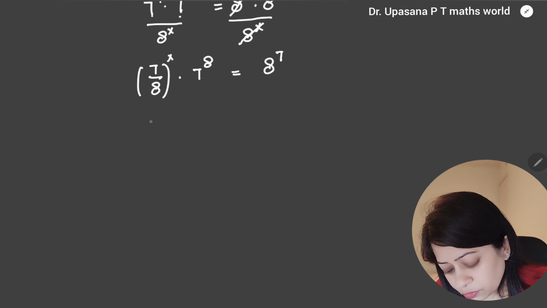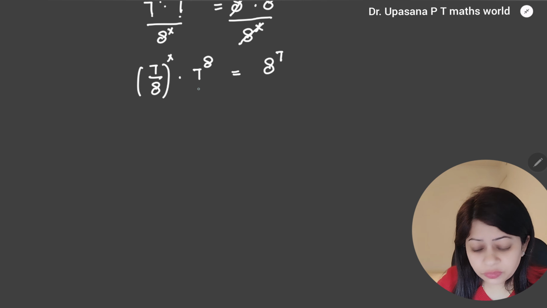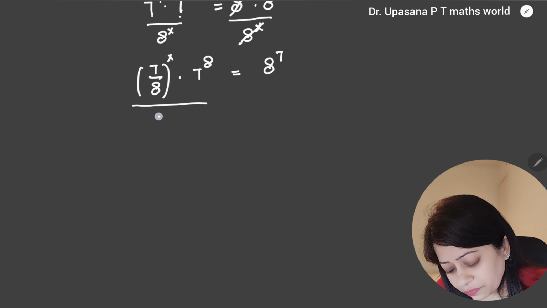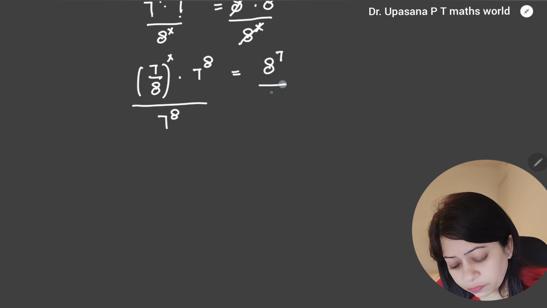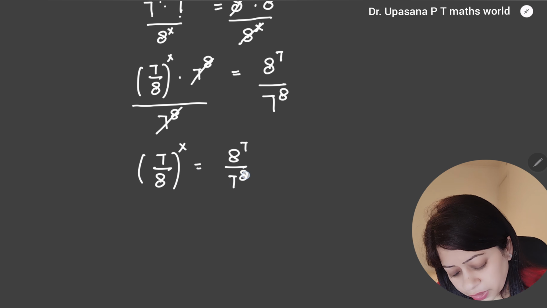Okay. So now can we divide both sides with 7 raised to power 8? Why? Because I want constant terms on that side and variables on this side. So dividing with 7 raised to power 8, what will we get? Here we are left with 7 by 8 raised to power x, and here 8 raised to power 7 by 7 raised to power 8.